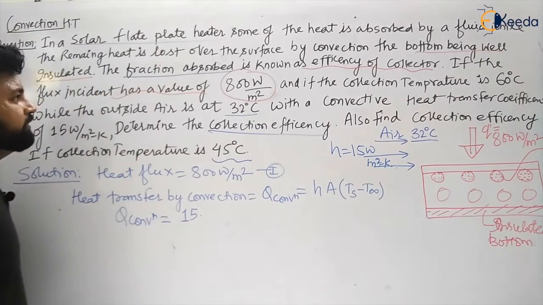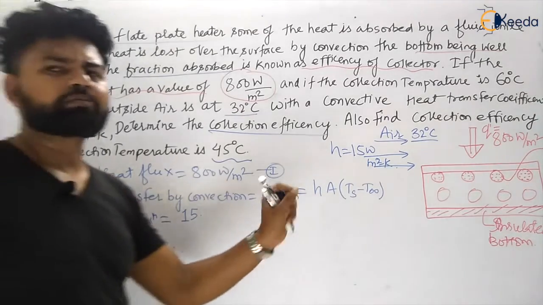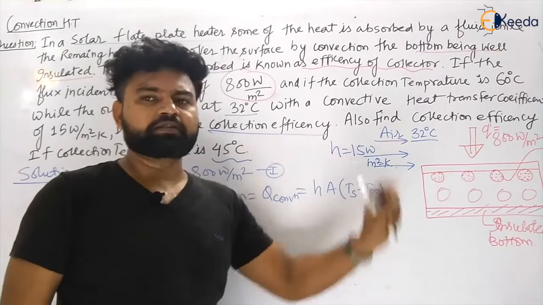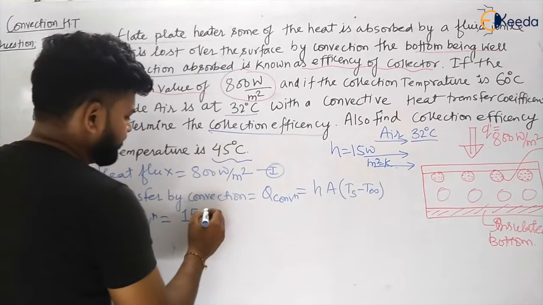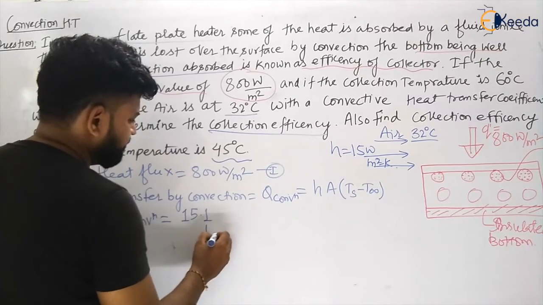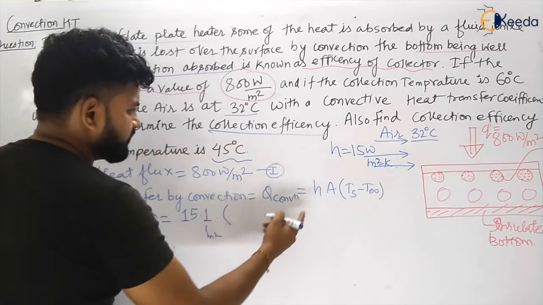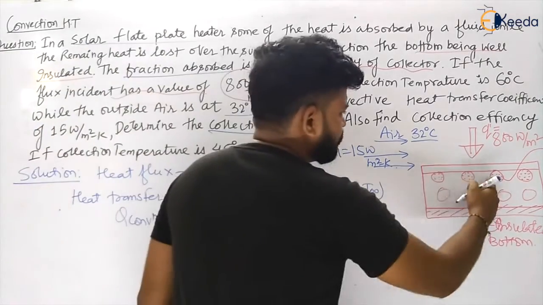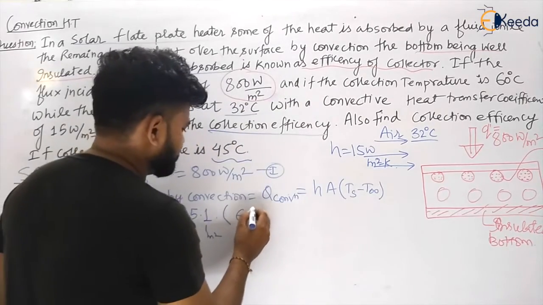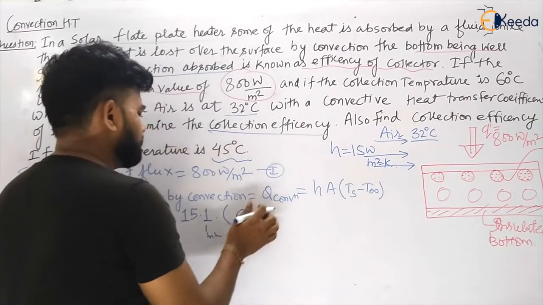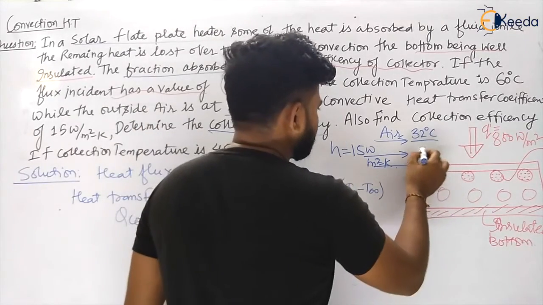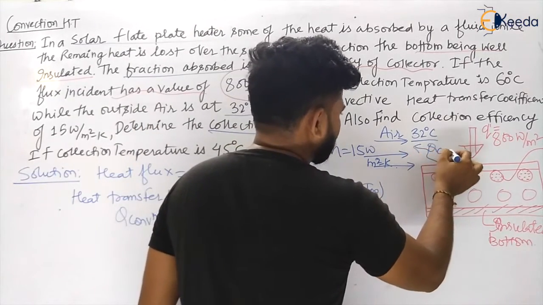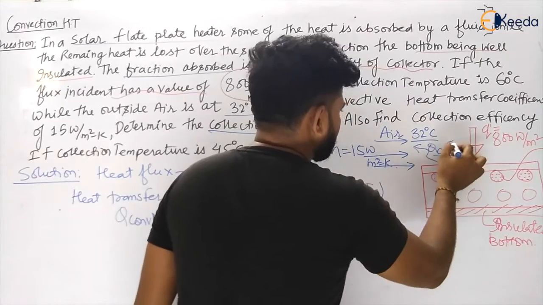So area here is given. Generally he is talking about the flux, so let us take per unit area. Let us take area to be unit area, that will be 1 meter square. Now what is the surface temperature? The surface temperature of this tube is 60 degree Celsius. So this will lose its heat to the surrounding air by convection. So these tubes will lose their heat.